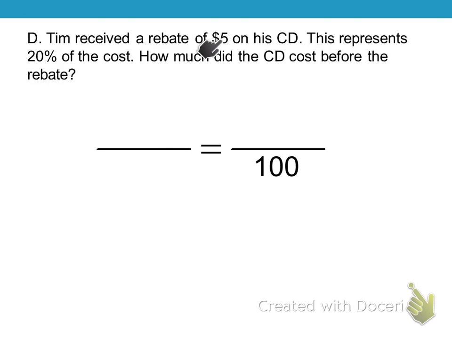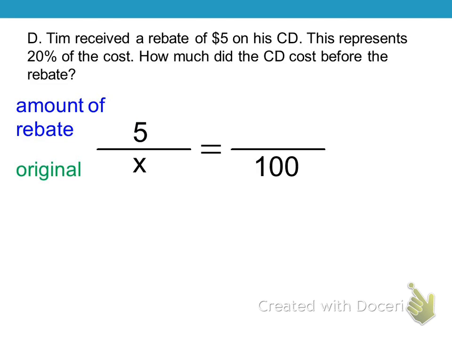So the CD originally cost $5. It says find the cost of the CD. Oh. So that's the original. We're looking for the original. $5 is the part that he got taken off. And then the percent of the rebate was, and that goes here. Okay? So part over original, percent over 100, the original percent.